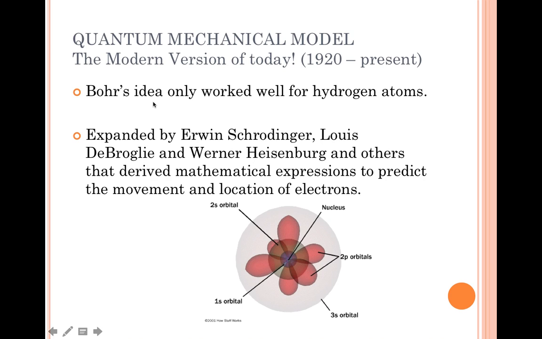And when he did the math, Bohr's idea only worked well for hydrogen atoms. Now, hydrogen atoms only have 1 electron. As you got bigger and bigger and bigger, the math didn't work. Now, we're not going to do the math, but what I want you to realize is that the modern version of today, which was expanded on Bohr's ideas by Edwin Schrödinger, Louis de Broglie, and Werner Heisenberg, they used and derived mathematical expressions to predict the movement and location of the electrons. And so instead of looking like orbits, the electrons look more like clouds.